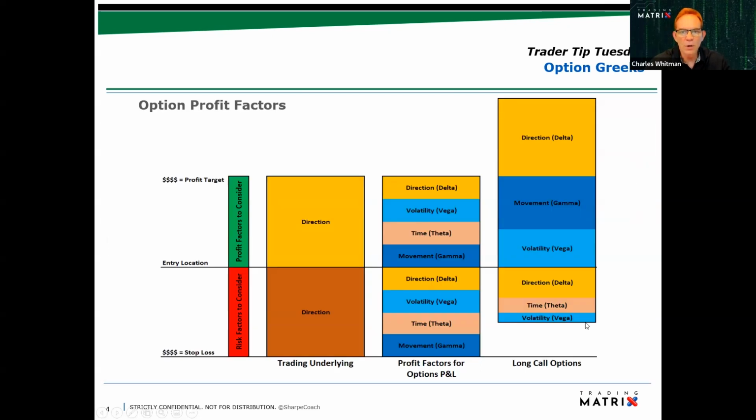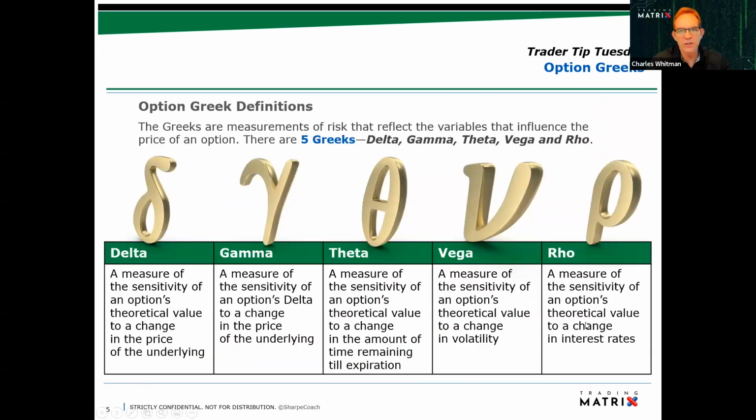So we're going to talk about the 5 Greeks, and we're going to go over briefly the definitions. The Greeks are measurements of risk that reflect the variables that influence the price of an option. There are 5 Greeks: delta, gamma, theta, vega, and rho. So we're going to go over the general definition, and we'll get into some more specifics.